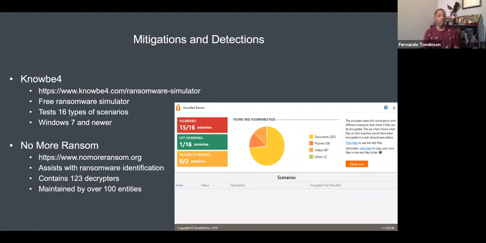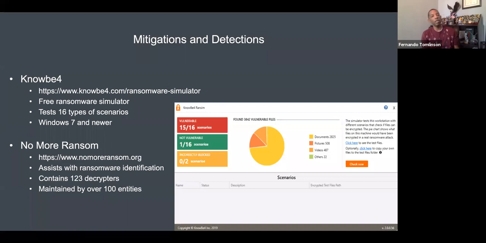Then there's No More Ransom. This helps with the identification of ransomware. Not all the time when we're hit with ransomware does the ransom note say who the attacker is, or even looking at the extension of the encrypted file could tell. So No More Ransom helps with that identification. And in some cases, there's decryptors.